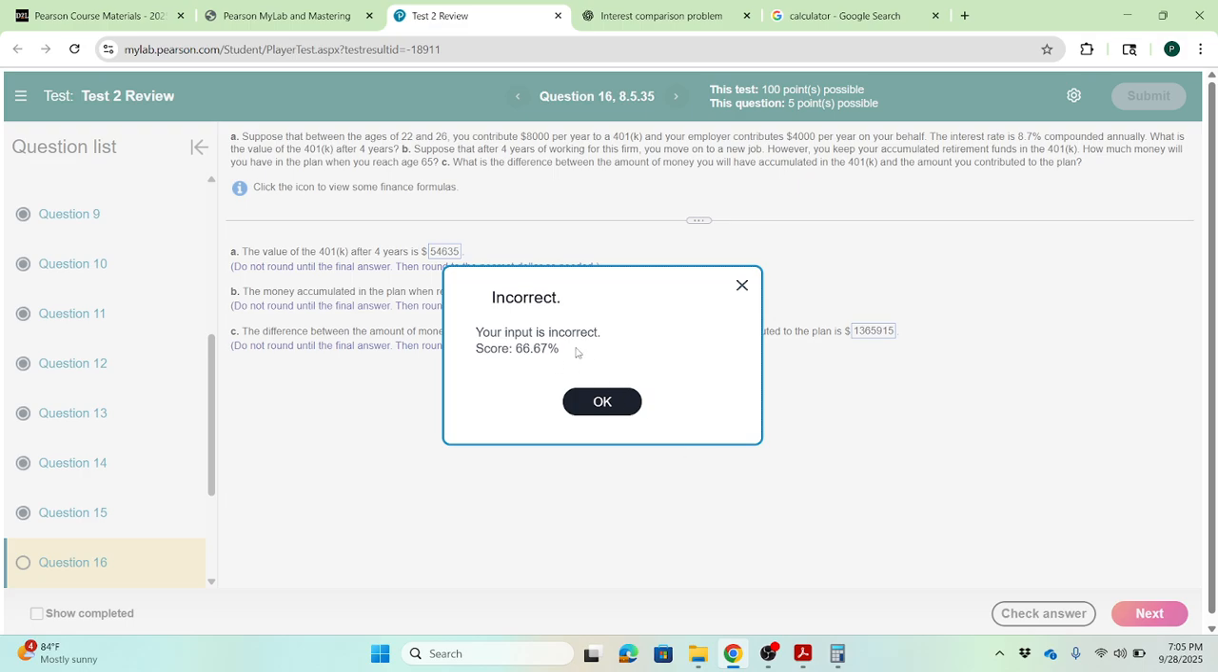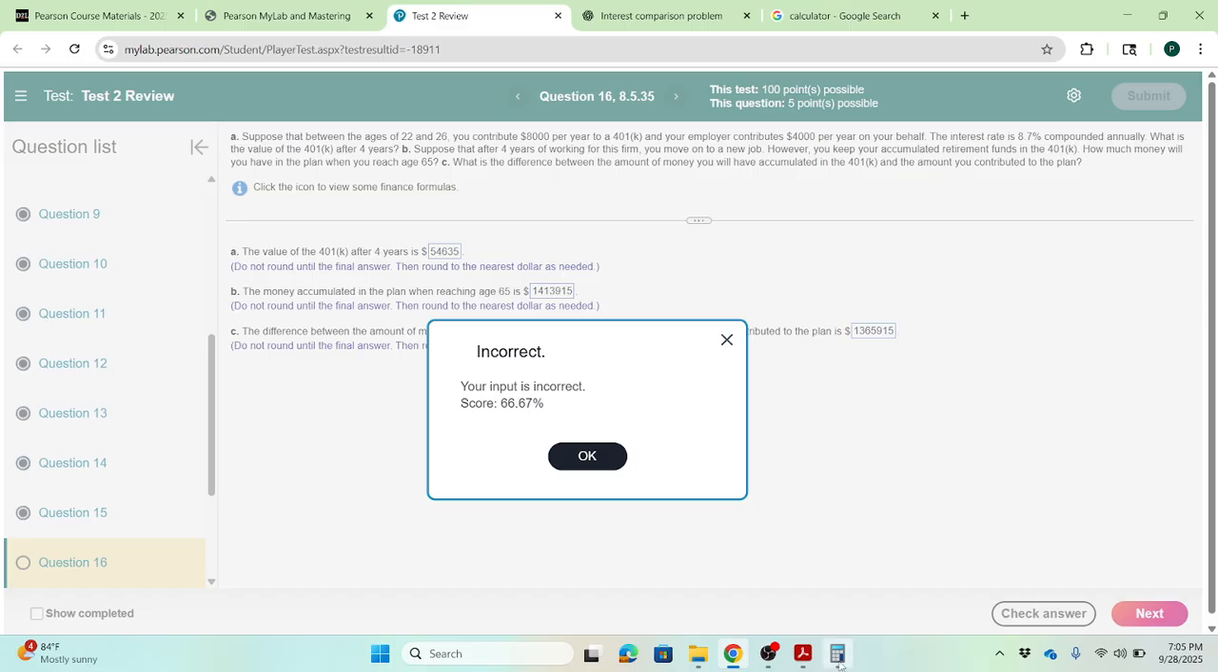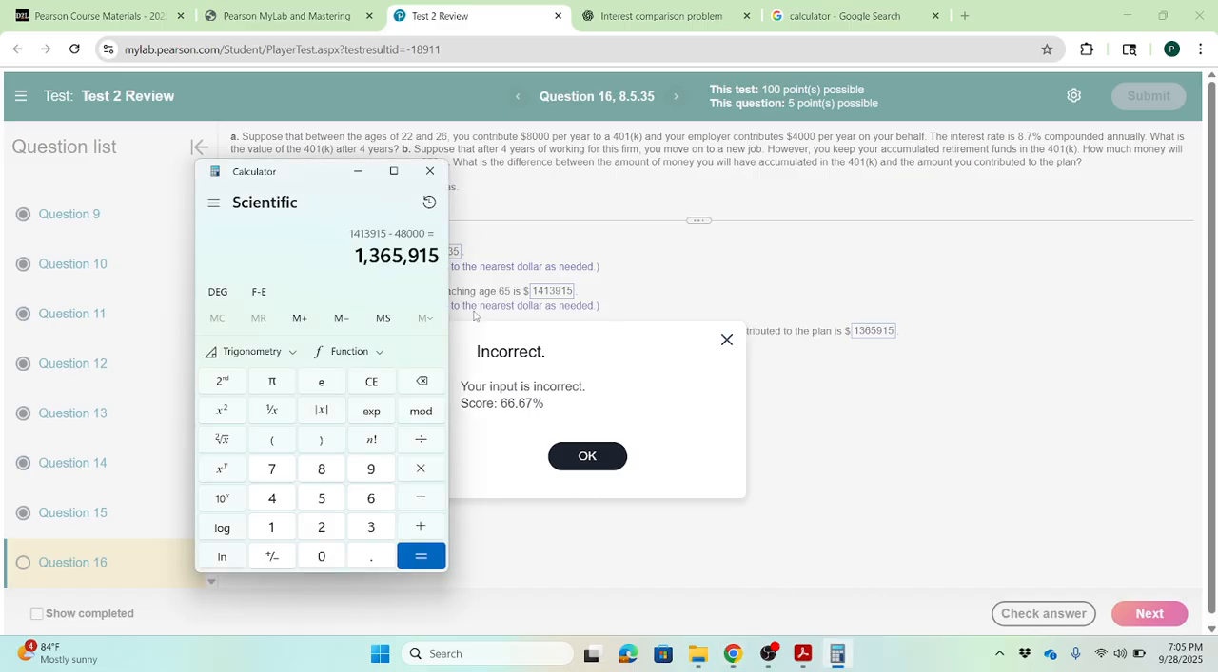Okay, look, the answer is not right. For the third part, I think they did not include the employer contribution, which is 4,000 per year for 4 years, which is 16,000. So I'm going to add 16,000, because if you use just your 8,000 times 4, that is 32,000.